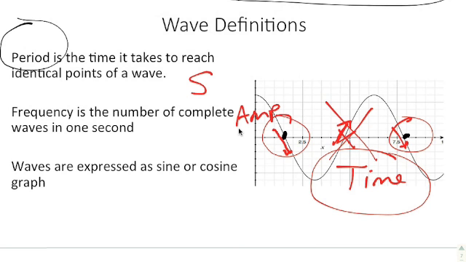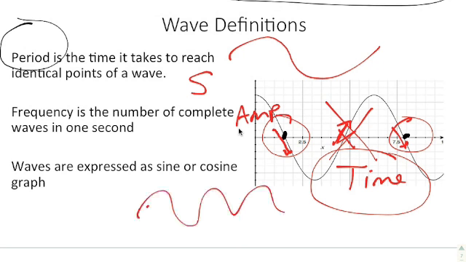The second thing is frequency. Frequency is the inverse of period. Period is the time that it takes to complete one cycle of the wave. Frequency is the number of cycles that pass in 1 second. So those things are actually inverses of one another. We'll look at the mathematical relationship a little bit later, but basically as the period goes up, the frequency goes down.